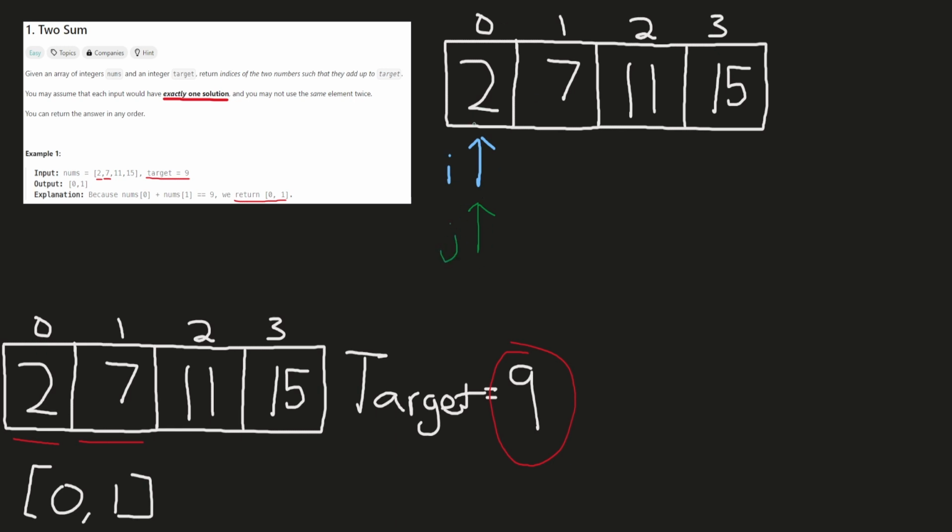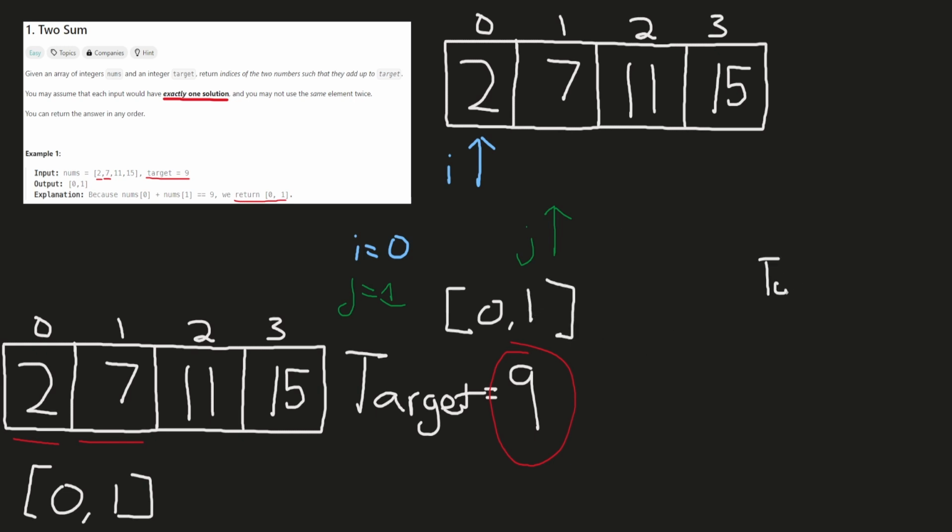Well, obviously we don't do 2 plus 2 because we can't use the same one twice in this problem. So we move it over. 2 plus 7 equals 9. Boom. We already got our target. And now we can return the index of i, which is at 0, and j is at 1. Here we just return the list of 0 and 1.